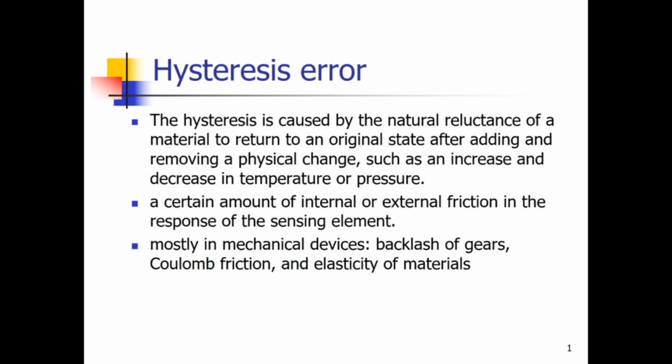In addition to this natural reluctance, a certain amount of internal and external friction is also causing the hysteresis effect in the sensors and transducers. The hysteresis mainly occurs in mechanical devices. There are certain phenomena such as backlash of gears, Coulomb friction and elasticity of materials that also contribute to the generation of hysteresis error.